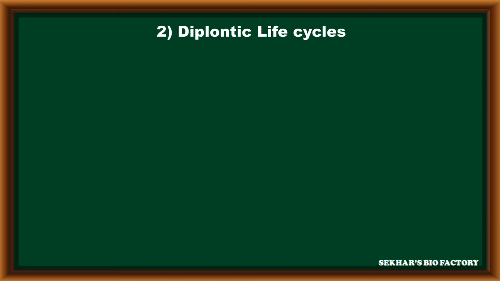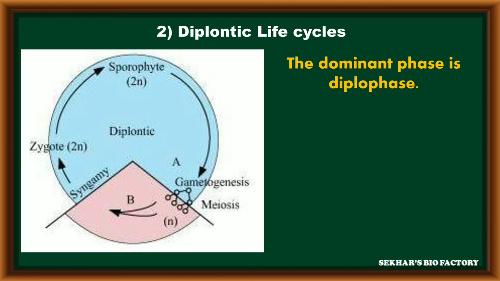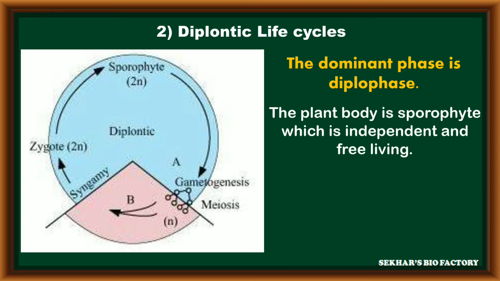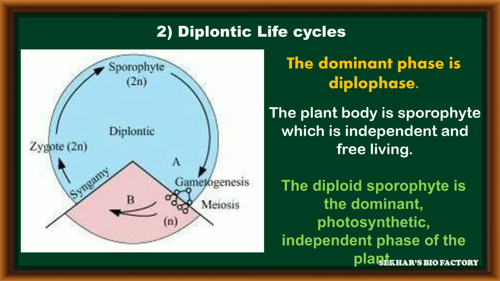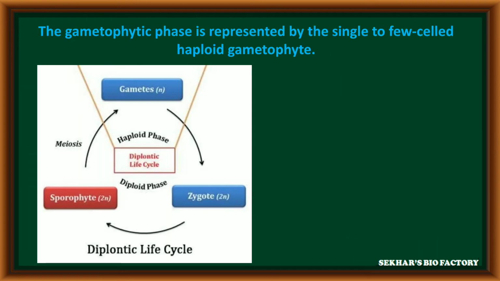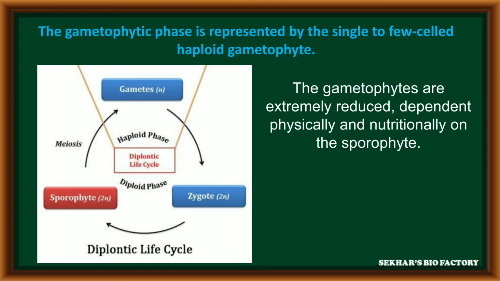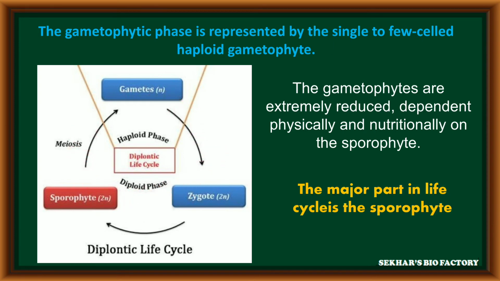The second life cycle is the diplontic life cycle. In this diplontic life cycle, the dominant phase is the diplophase. The plant body is the sporophyte, which is independent and free living. The diploid sporophyte is the dominant and photosynthetic independent phase of the plant body. But the gametophytic phase is represented by a few-celled haploid gametophytes. The gametophytes are extremely reduced and depend physically and nutritionally on the sporophyte. The major part of the life cycle is the diploid sporophyte.